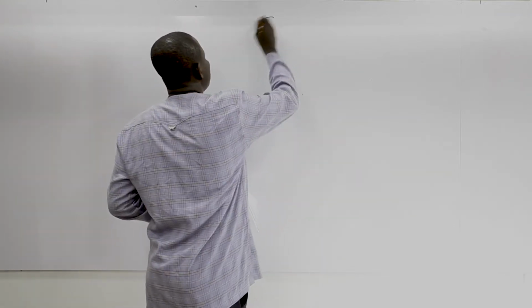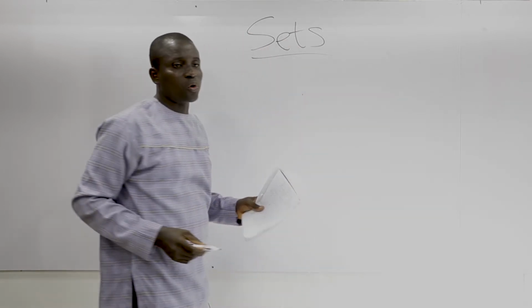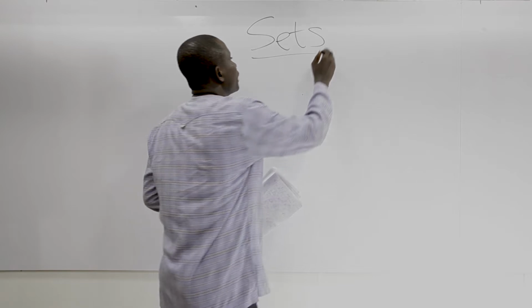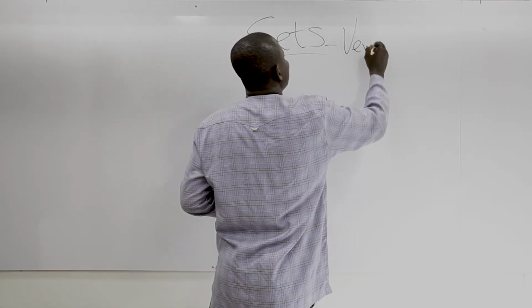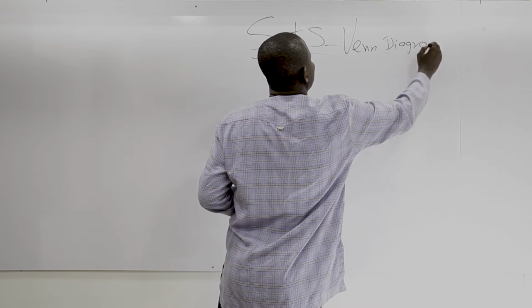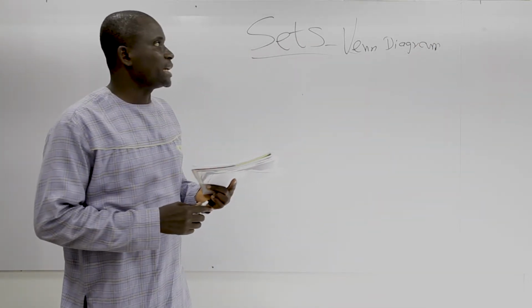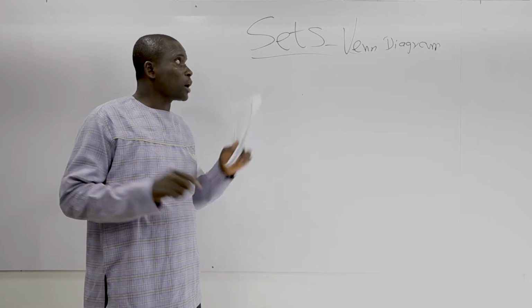Basically, with the Venn diagram, you sometimes see a rectangle, and within the rectangle, you see some circles intersecting. As I've already indicated, we are continuing our tutorial on set, and under the set, we're going to talk about the Venn diagram.